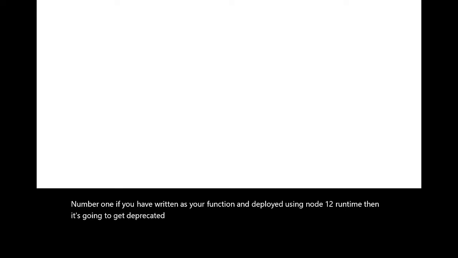Now, it is important for you to take a strategy for anything you are using that is going to go out of support. You have a good amount of time available for most of the announcements, but be ready for the changes. Number one, if you have written an Azure Function and deployed using Node 12 runtime, then it's going to get deprecated by 13th of December 2022. So it is pretty soon, end of this year, you have to move out of Node 12 and migrate your code into modern Node, that is Node 14.